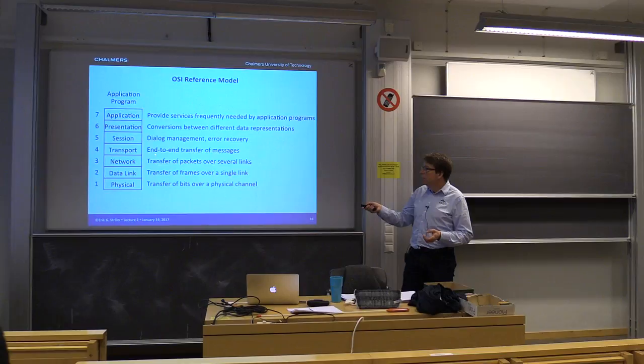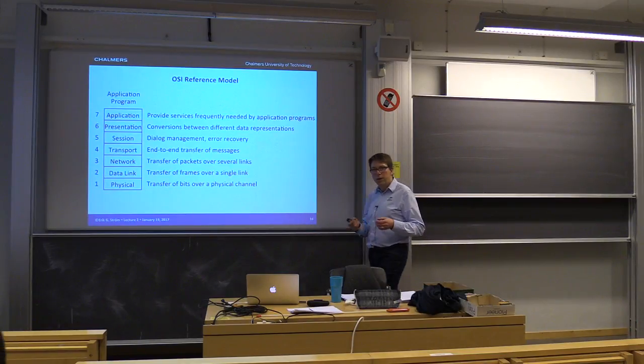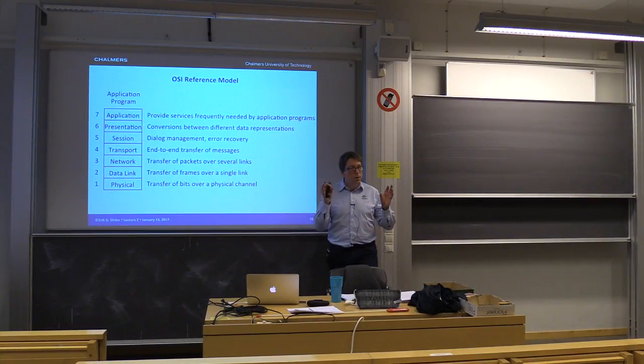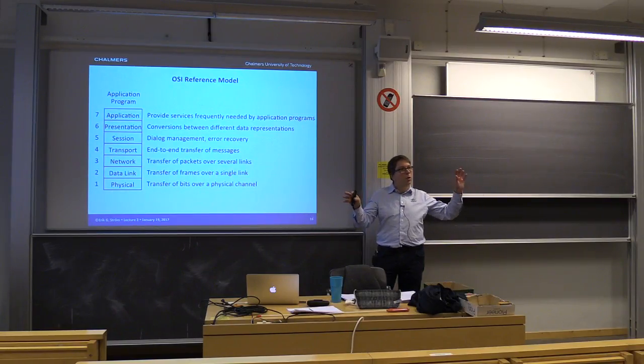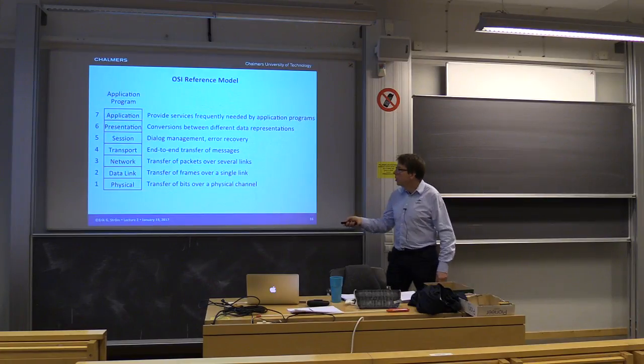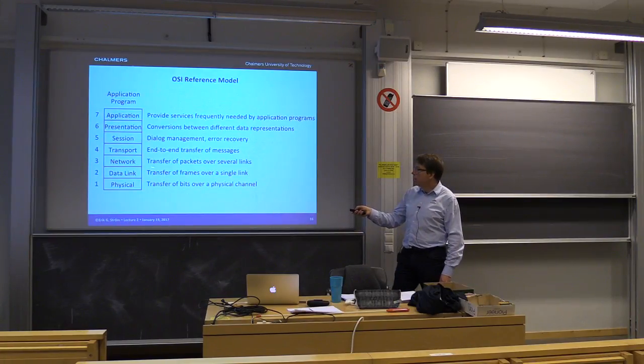And then we have the transport layer, which is very important. It's responsible for creating an end-to-end connection, to make sure that data can be transferred from one end of the network to the other. The network layer is responsible for transmission of packets, data, over several links. So the routing, for instance.